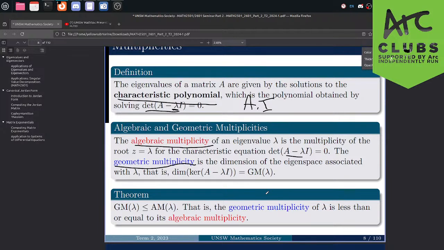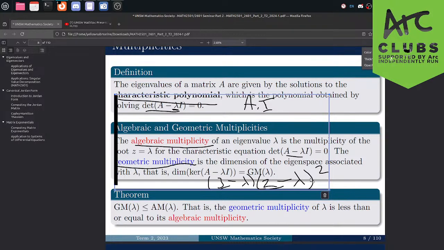So let's just give an example. Let's say you do your A minus lambda I and calculate its determinant to get the characteristic polynomial, and let's say you get (3 minus lambda) times (2 minus lambda), all of that squared. So this is your characteristic polynomial. Your eigenvalues are your roots, so that's 3 and 2.